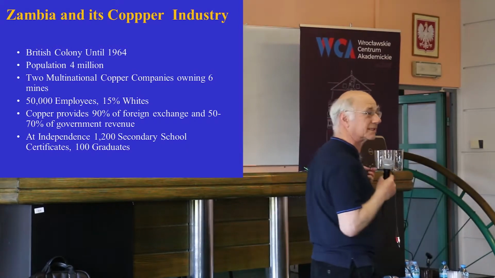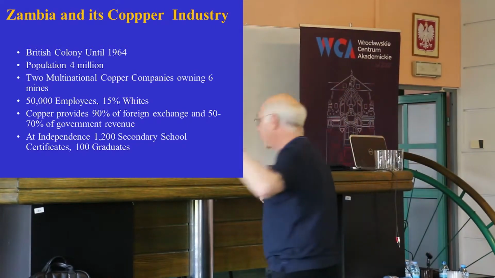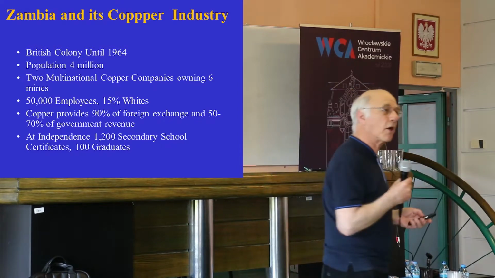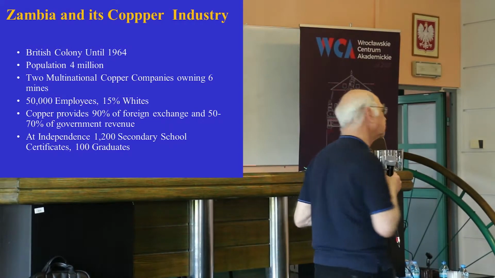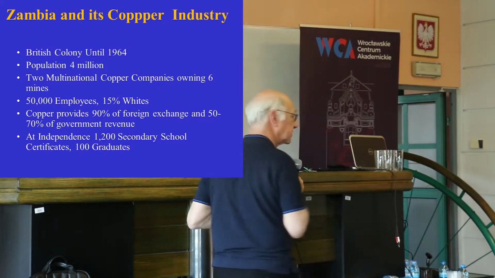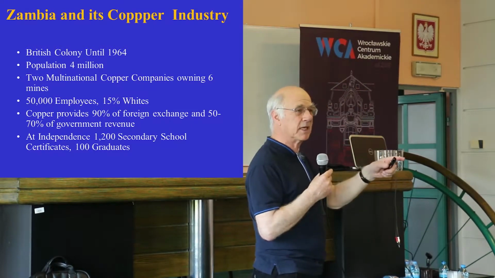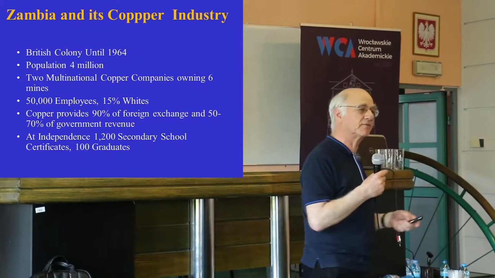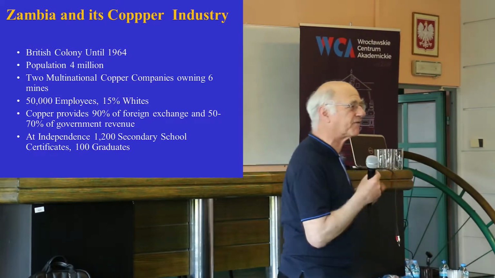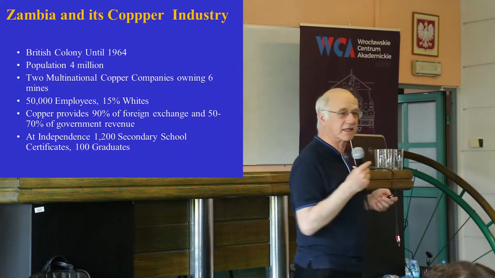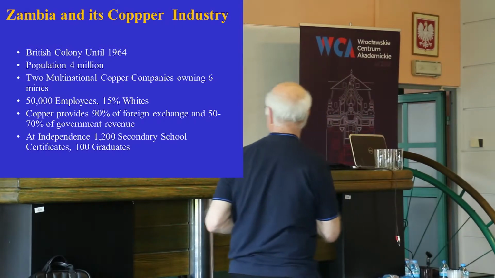Let me tell you, British colony until 64, population 4 million. 2 multinational corporations controlled this copper industry, one of the biggest in the world. At that time, I think it was the 3rd biggest industry in the world, the copper industry. 50,000 employees, very importantly, 15% were white, the rest were black, mainly Zambians, but also Malawians and people from Zimbabwe. And what was important is that copper provided 90% of the foreign revenue of Zambia, 50 to 70% of the government revenue. So it was the key industry in Zambia.